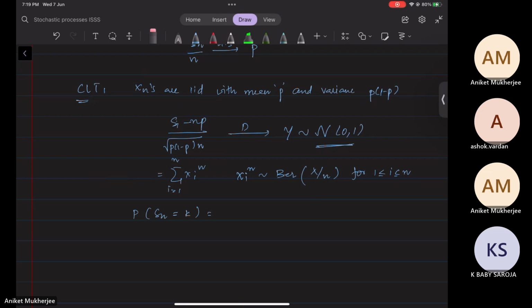This example I'll talk about when I'm doing Poisson distributions, Poisson process. Sorry, yeah, this doesn't use the central limit theorem. Okay. Yeah, sorry. Next, exercise 2.